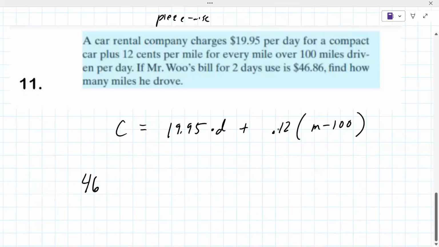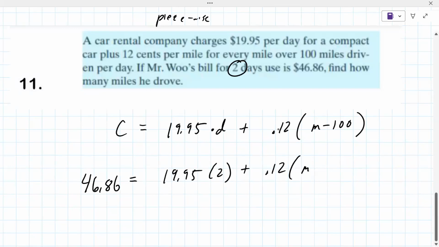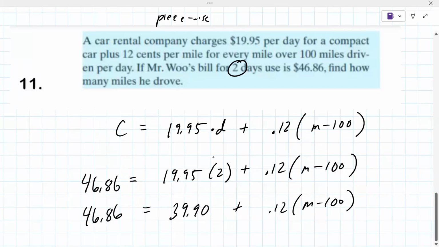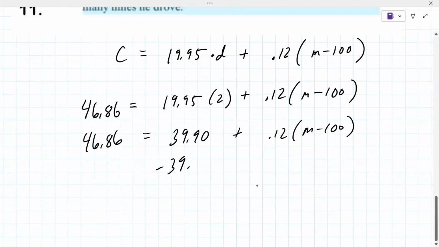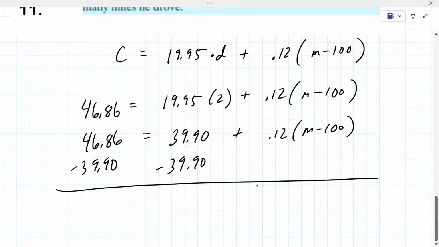Okay. The cost is 46.86. We know that he goes 2 days because it tells us that. And we're trying to figure out how many miles over 100 he has driven. All right. So 2 times 19.95 is $39.90. And you subtract 39.90. What do you get?